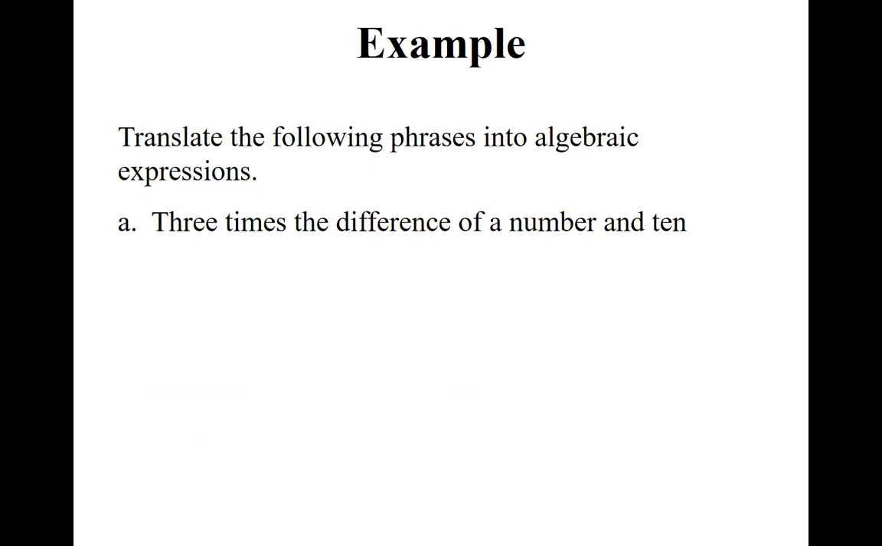More examples. 3 times the difference of a number and 10. Difference is a subtraction word, order matters. And when we say the difference of, it's like saying the sum of. The first thing is a number, the second thing is 10. The difference of a number and 10 would be x minus 10. We want 3 times that difference. So the x minus 10 would have to be in parentheses to multiply the entire 3 by it.